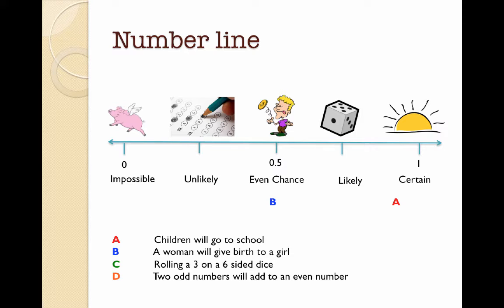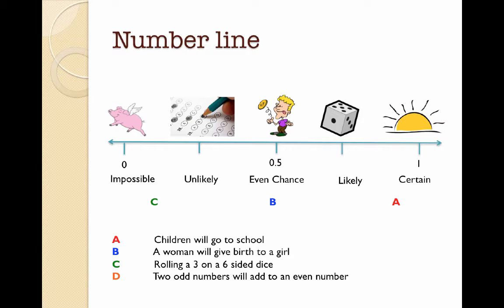If I wanted to roll a 3 on a 6-sided dice, and only a 3, that was what I was looking for. Well, there's only one 3 on a 6-sided dice, so that event is going to be unlikely. In fact, because there's only 1 out of 6 chance, it's going to be closer towards the impossible end, or what we might say as very unlikely.